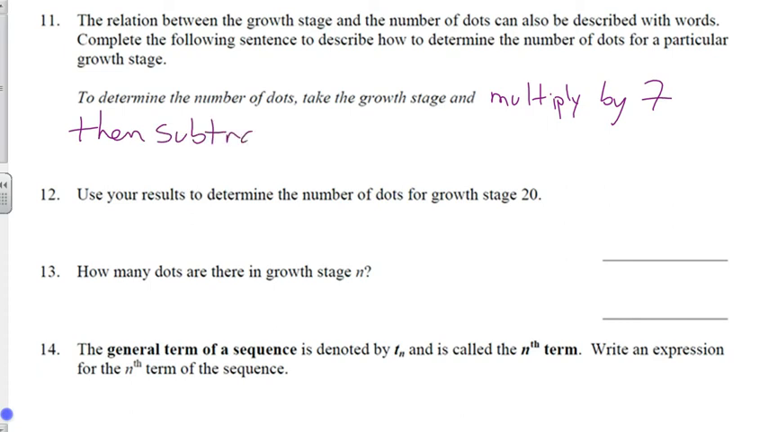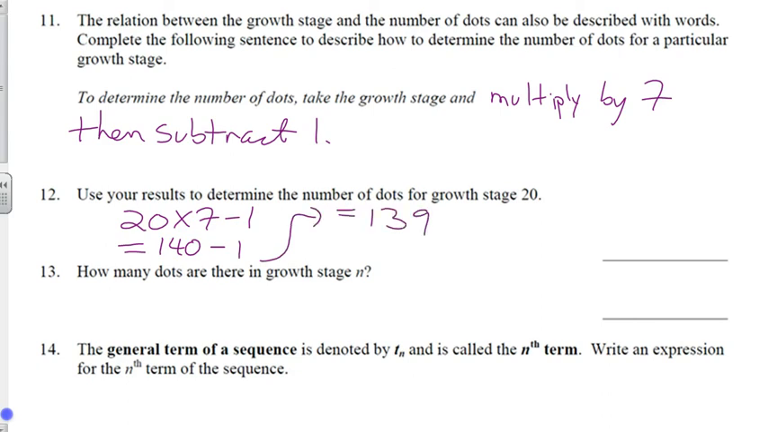If you look at them, the multiples of 7 are 7, 14, 21, 28. These are all 1 less than a multiple of 7. So if we multiply by 7 and then subtract 1, let's fill this in. Use your results to determine the number of dots for growth stage 20. So what do we do? We go 20 times 7 minus 1. 140 minus 1 is 139.